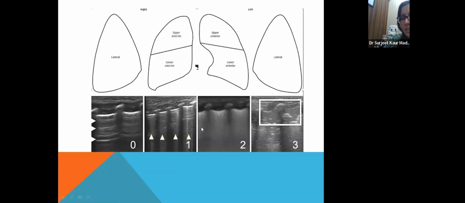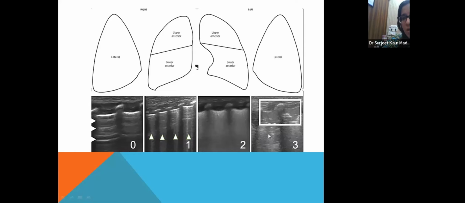And if there is an AIS-like pattern, a lot of confluent B lines, like more than 3 intercostal spaces with confluent B lines, then you score it as 2. Even in score 2, there might be a bit of subpleural consolidations, but when you have a whiteout lung or AIS pattern with extensive subpleural consolidations, then you score it as 3.